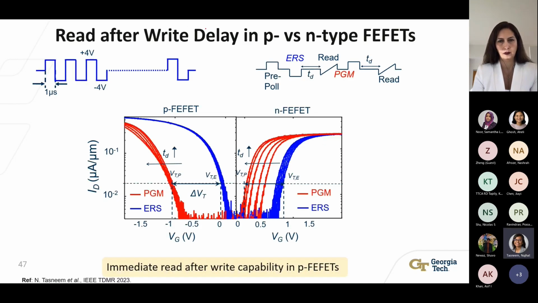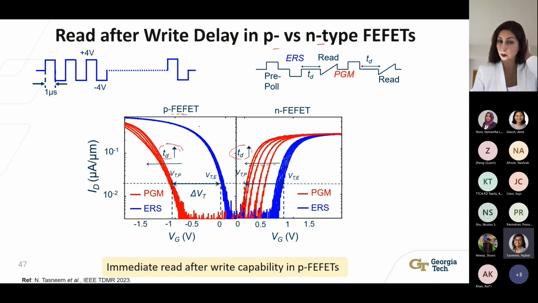So for that, we measured the read after write delay for both P and N-type FFET. Now, in case of an N-type FFET, we see that the memory window is significantly dependent on the read after write delay. If we increase the read delay, the memory window also increases. On the other hand, in case of a P-type FFET, the memory window is completely independent of the read after write delay.